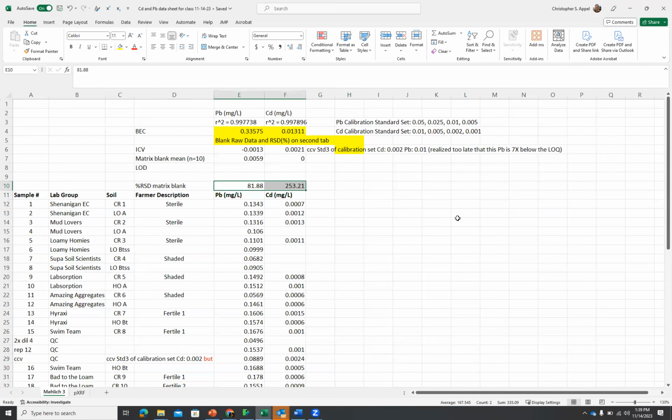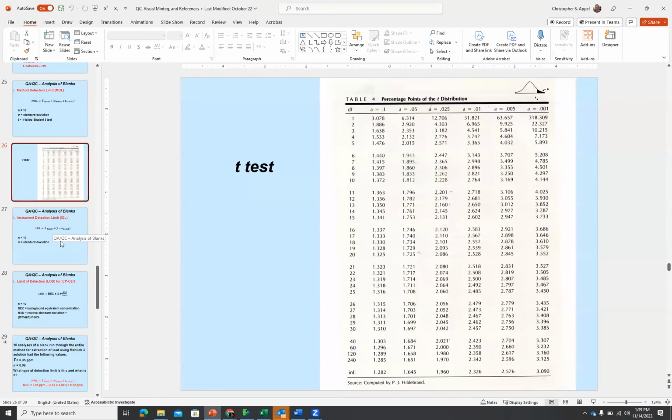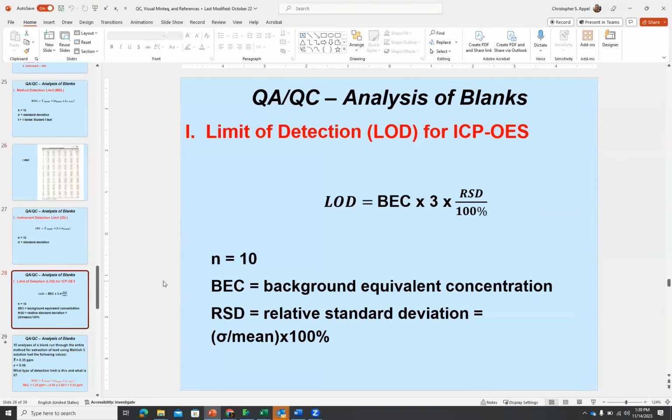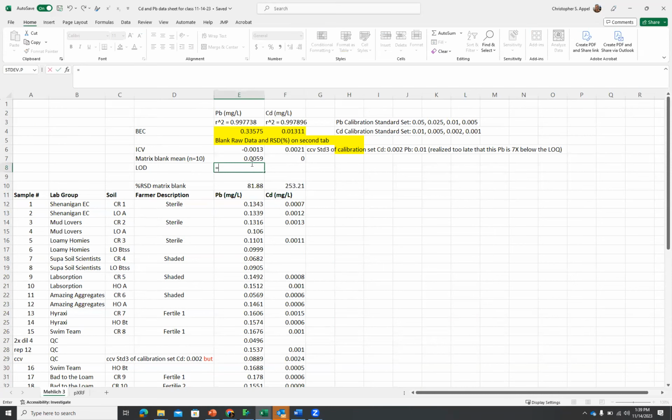Okay. So background equivalent concentration, or sorry, the LOD formula, I'll show you it. Here it is right here. So it's the LOD equals background equivalent concentration times 3 times the relative standard deviation divided by 100%. Okay, so it's BEC times 3 times RSD divided by 100. I'm just going to put that formula in.